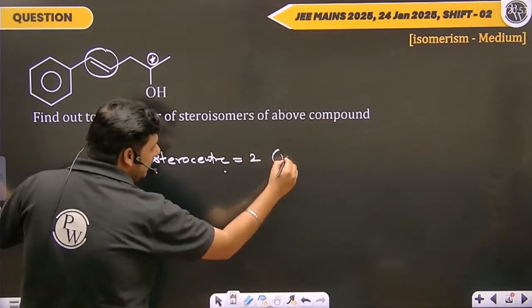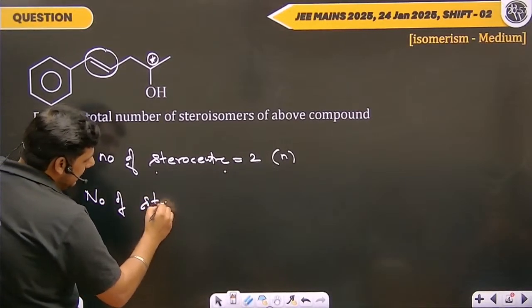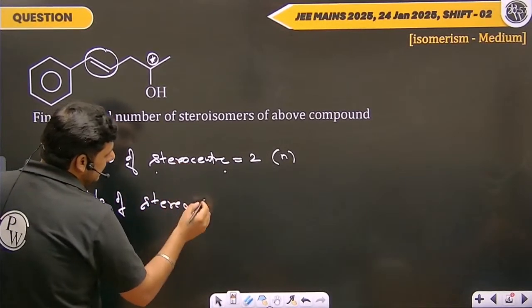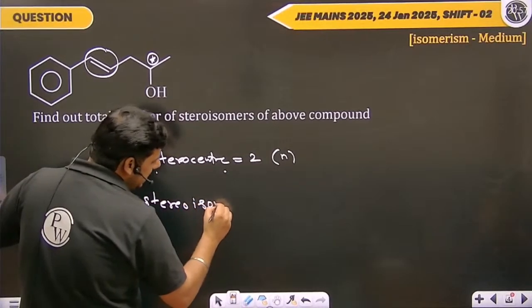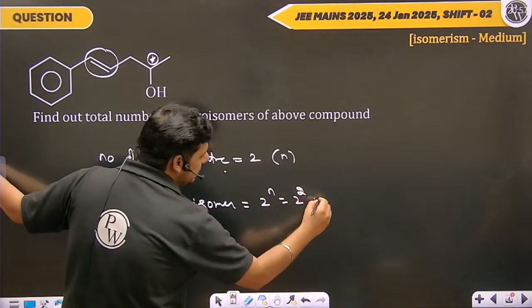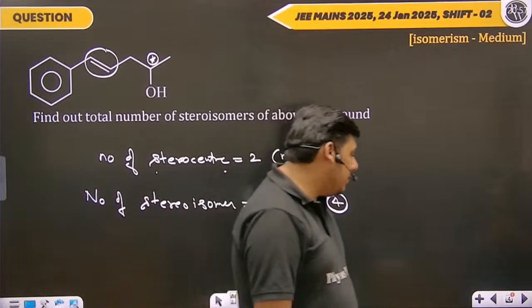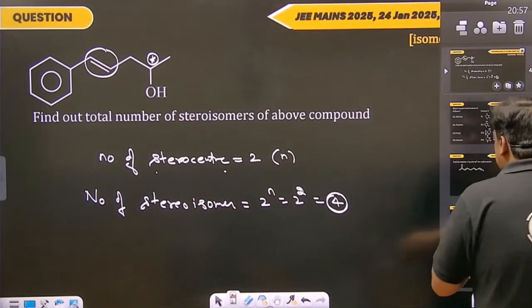That means the value of n is 2, and the number of stereoisomers is going to be 2 to the power n. That means 2 to the power 2. So this is going to be 4. So your correct answer for this question is going to be 4. 4 will be your correct answer, right? This will be the number of stereoisomers.